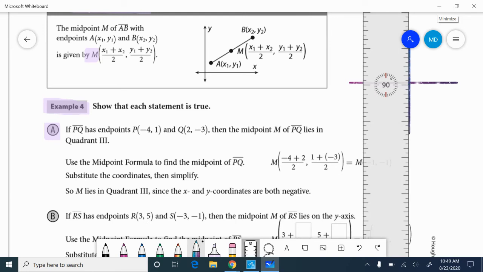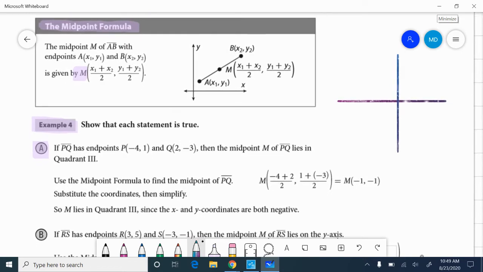Okay, so there is a little coordinate plane sectioned into 4 quadrants, and we are going to label. Remember, your first quadrant is here. Quadrant 1, that's where everything's positive. X and Y's are both positive.